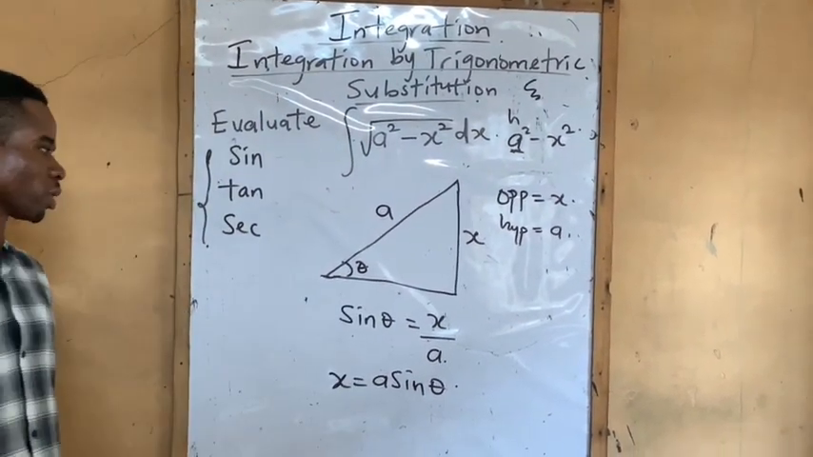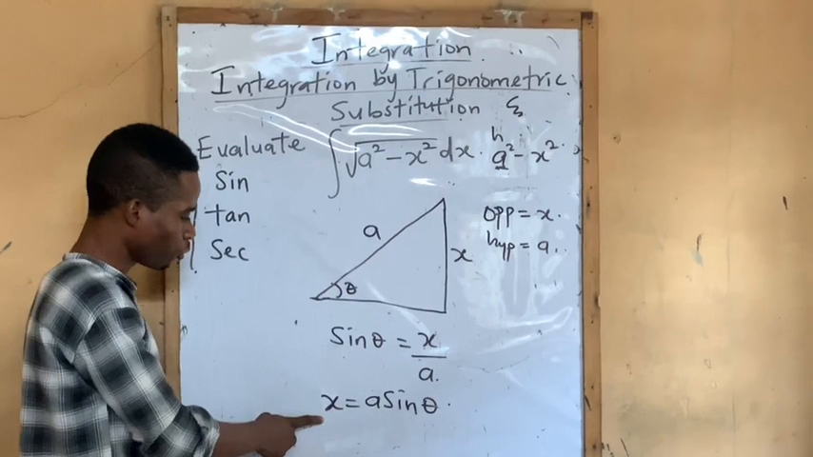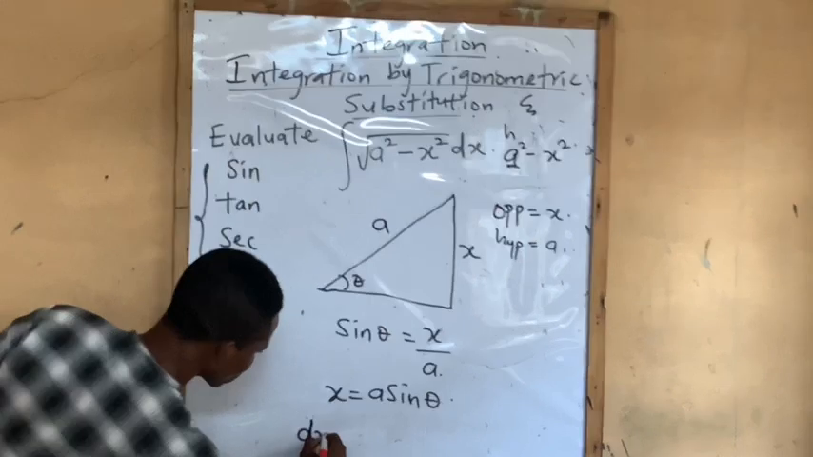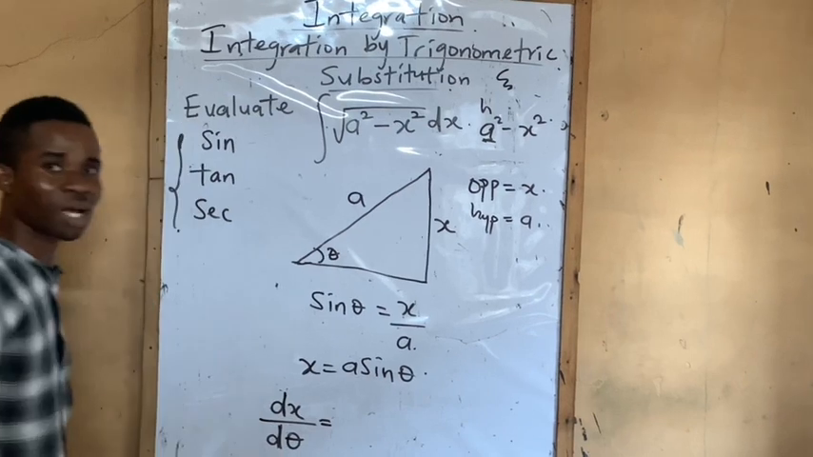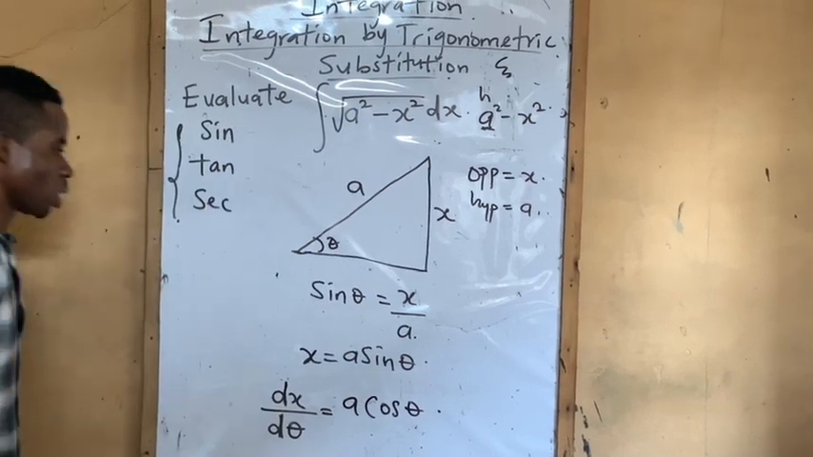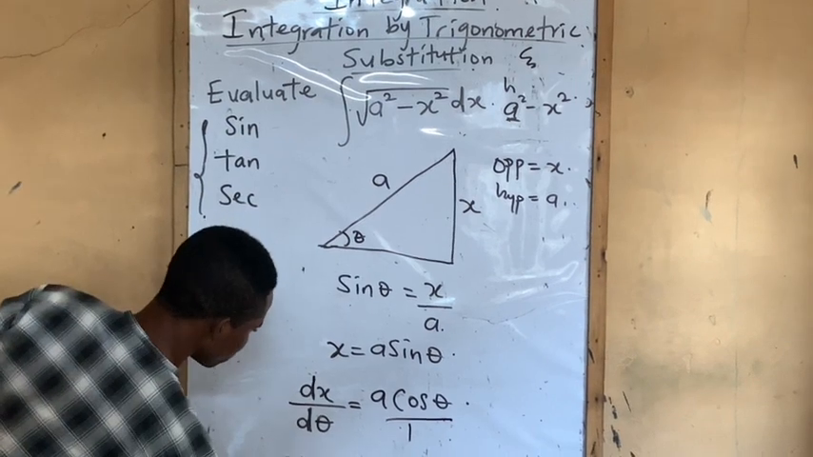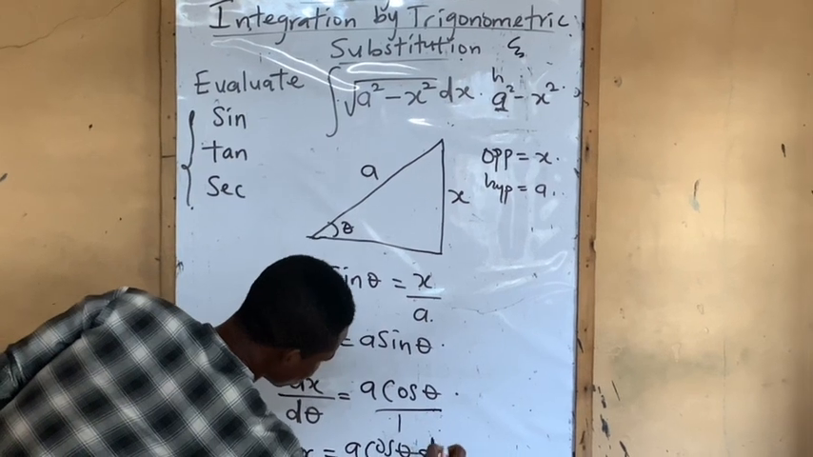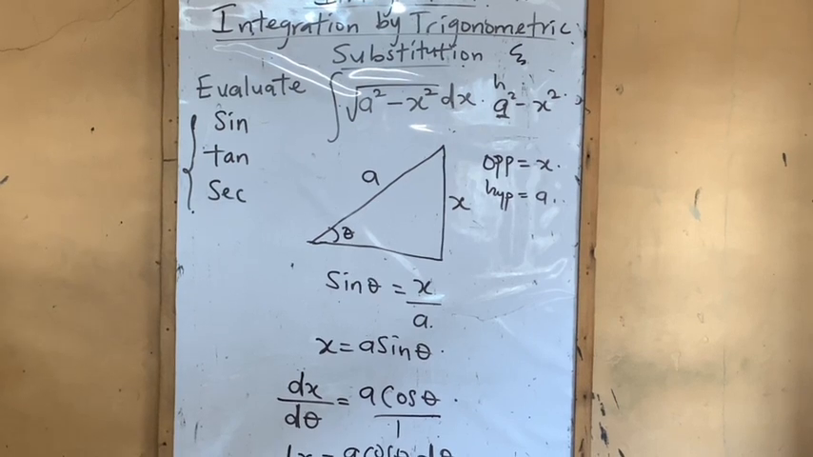After I've gotten my x, which is A sine theta, I will differentiate it. I'm going to find dx d theta. That means dx d theta is going to be, what is the differential of sine theta? That is cos theta. It's going to be A cos theta. After I've done that, I will cross multiply. When I cross multiply, it gives me dx equals A cos theta d theta.